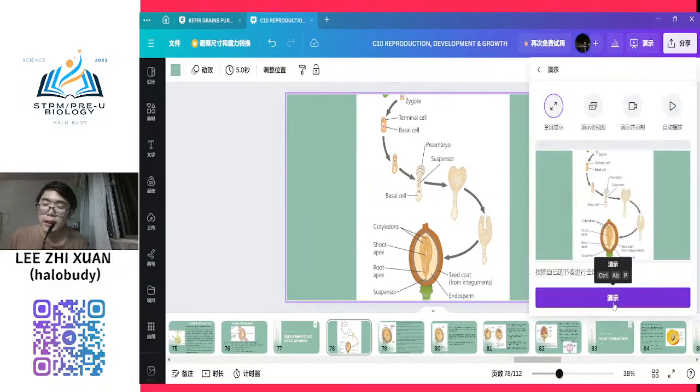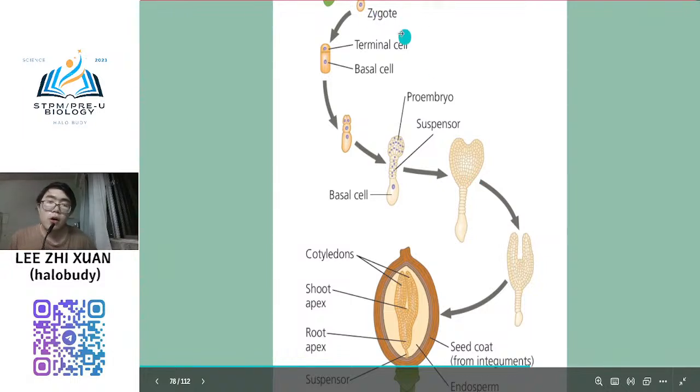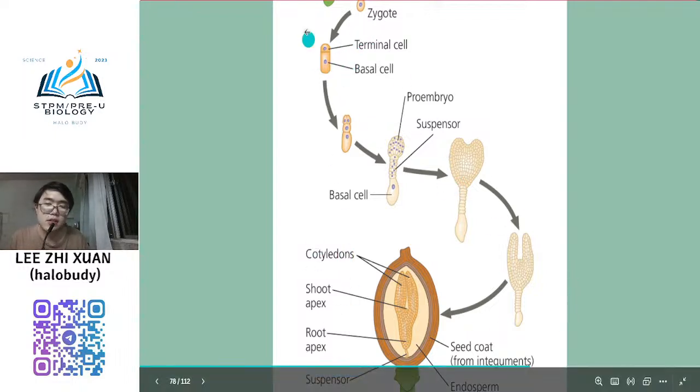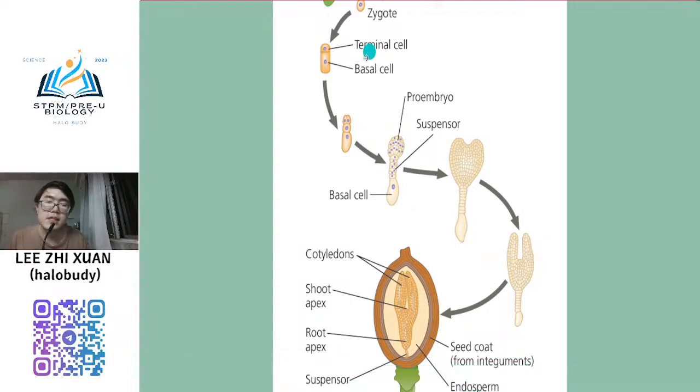So the zygote is already formed from the double fertilization process. After that you will see that the zygote will start to develop into the seed. There are many stages you need to remember. The first step is that the zygote will develop into two types of cells, which are the terminal cell and also the basal cell.